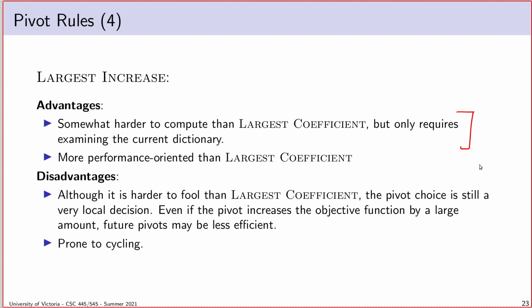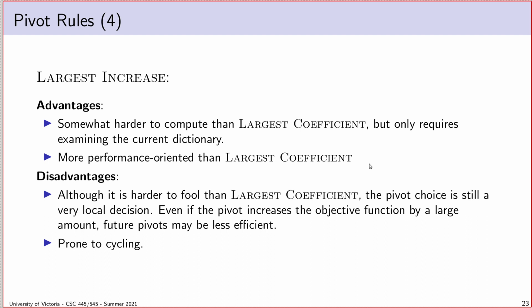Figure out the upper bound on the entering variable. And so it is harder to compute. You have to look at everything in the current dictionary as opposed to just one row, but it has more information to work with, and so it's more performance-oriented. It's more likely to actually increase the objective function.